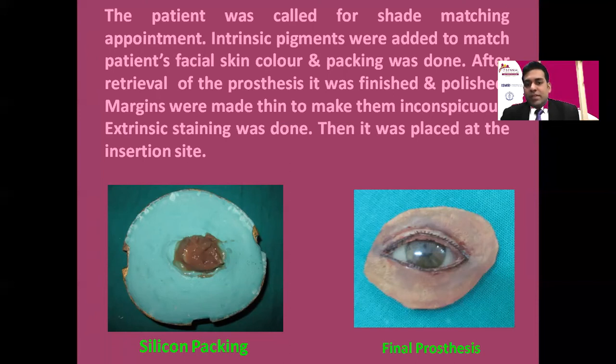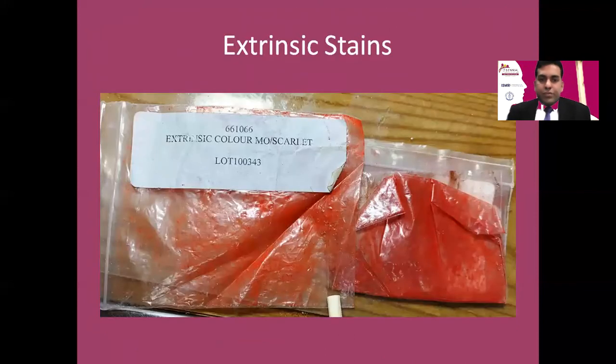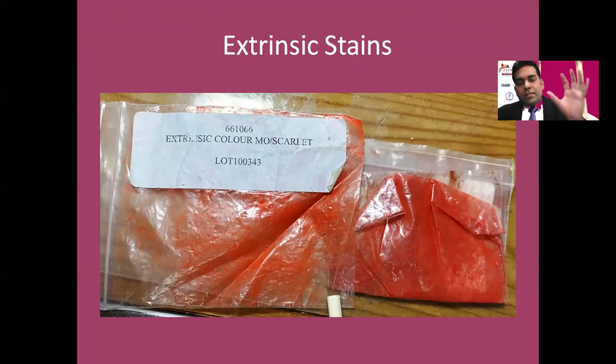Extrinsic staining was done. Here you can see that extrinsic stains have been used, and then it was placed at the insertion site. So we have these kinds of extrinsic stains, and they can be used before finally inserting the prosthesis. So after using these extrinsic stains, you can match the skin tone or the skin color of the prosthesis in a precise manner.